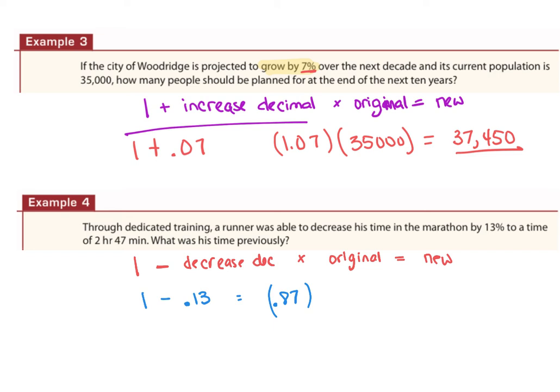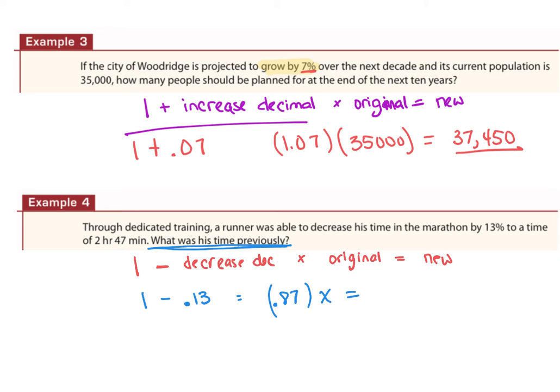What was his original time? That's actually what we're trying to solve for, isn't it? This is his new time. He decreased it to a time of 2 hours and 47 minutes. So do we know his original time? No, we don't. So we're going to put X there. Now, I will say when they give you hours and minutes, you either need to do it in decimal form or you need to do it in minutes and then convert it back. So I think it's probably going to be easier just to do it in minutes, right? Because we know how to do minutes.